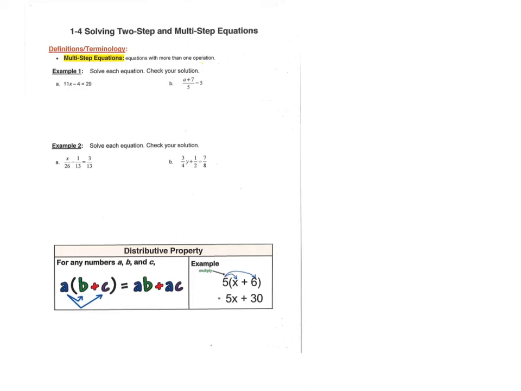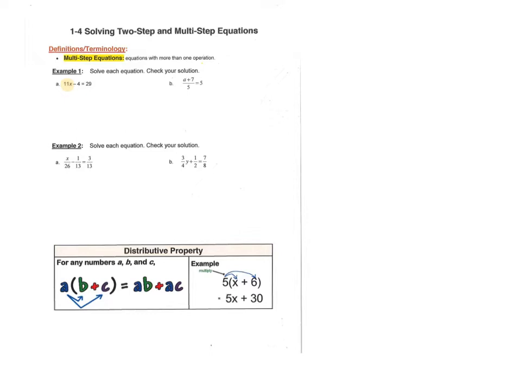This is 1-4, solving two-step and multi-step equations. So what you want to know about multi-step equations is it takes more than one step to isolate the variable. So what I like to do is I actually highlight the variable and its coefficient. And now I need to isolate that x, but I really have two things happening here. I have multiplication by 11 and I have a subtraction of 4.